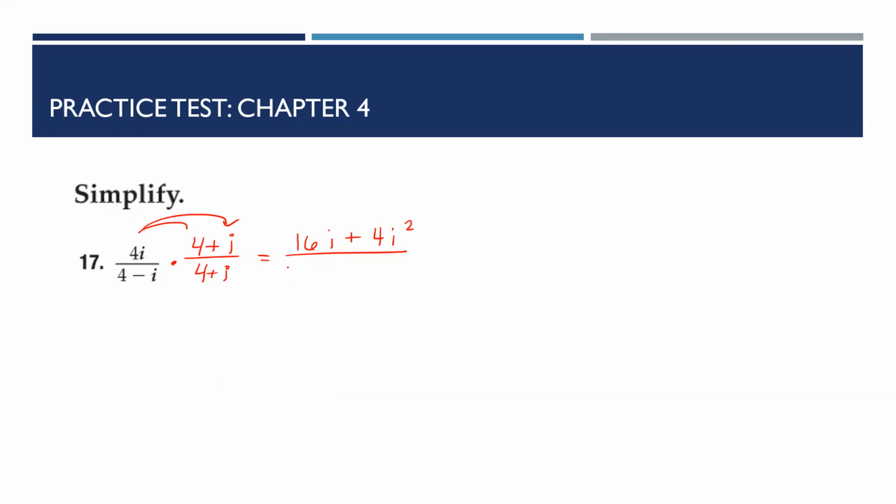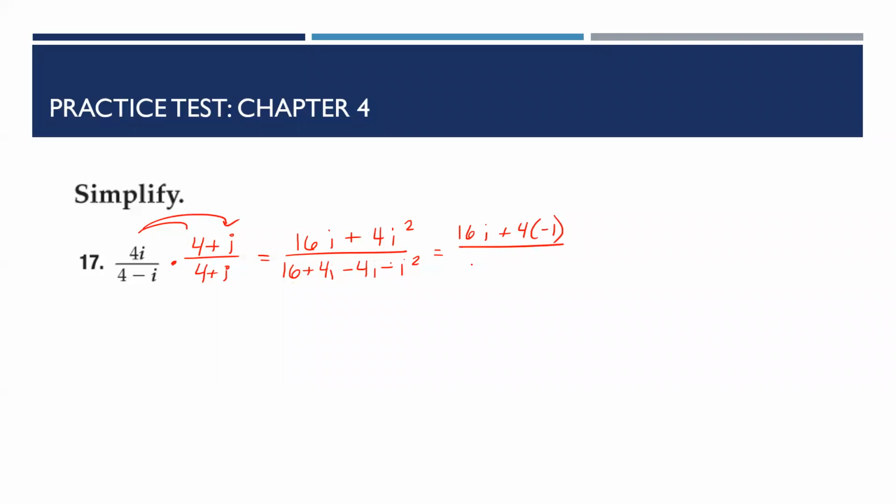So you have 4 times 4 is 16. 4 times i would be positive 4i. And then negative i times 4 is negative 4i. And negative i times positive i would be negative i squared. So remember, i squared is equal to -1. So this would be 16i plus 4 times -1.